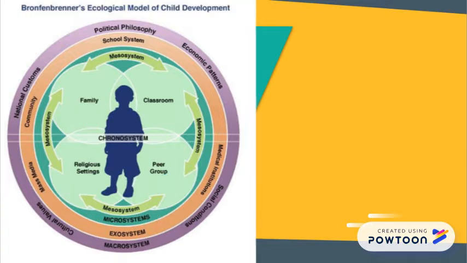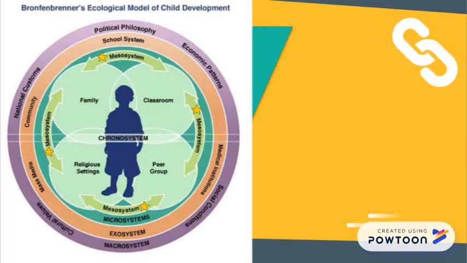The next sphere of influence is the mesosystem. Think of this as a link. It bridges the interactions between existing microsystems. For instance, it's the link between how one's home life might affect one's life at school.